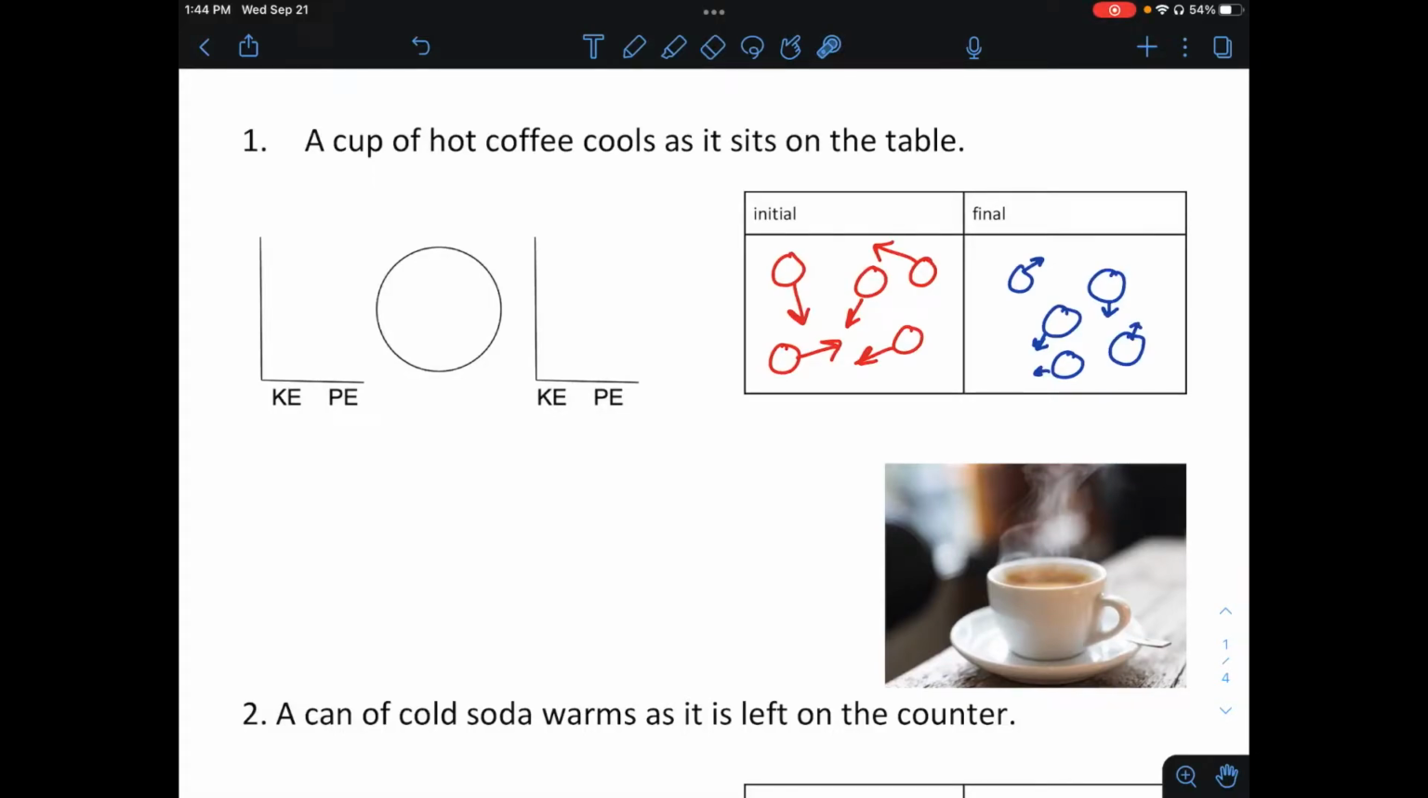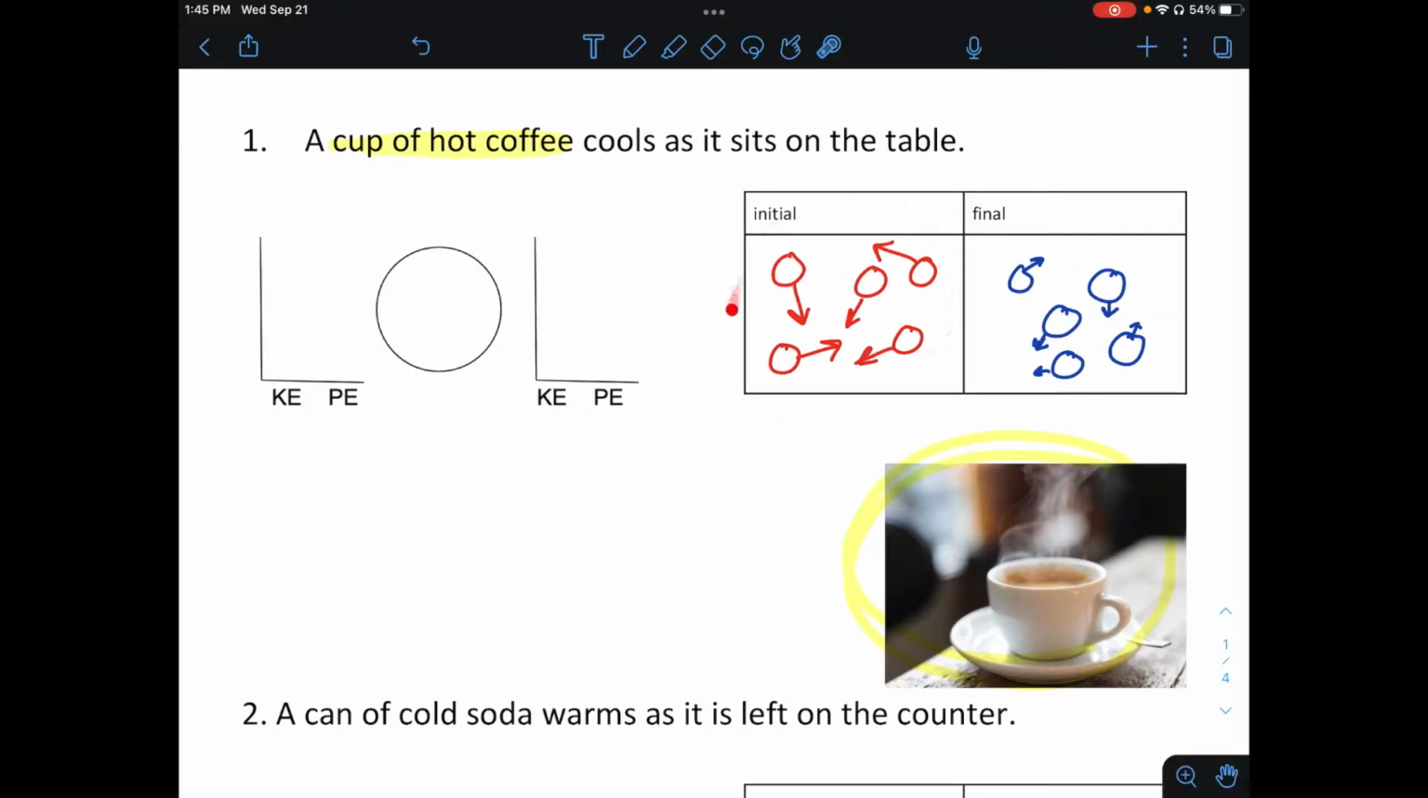So when we first look at LOL charts, they're not really L's, they're actually graphs. These are the initial conditions. This is going to be the system, and these are going to be the final conditions. And the system in this case is this cup of hot coffee. So this cup of hot coffee right here is going to be our system. And it says that it cools as it sits on the table.